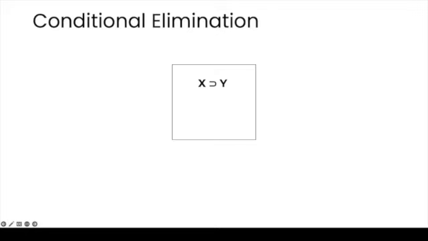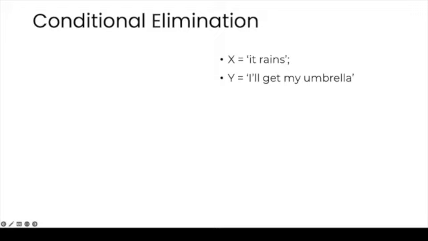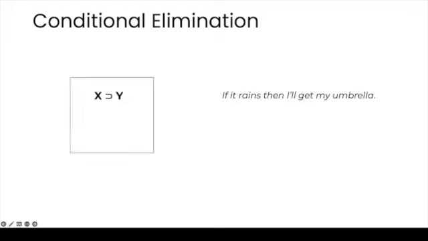So if you have a sentence of the form if x then y, and you also have the antecedent x, you detach the consequent y and write it in a separate line. For instance, if x is it rains and y is I'll get my umbrella, then if you have as premises if it rains, then I'll get my umbrella, and it rains, then you can conclude I'll get my umbrella. Makes sense, right? However, you have to be on your guard.